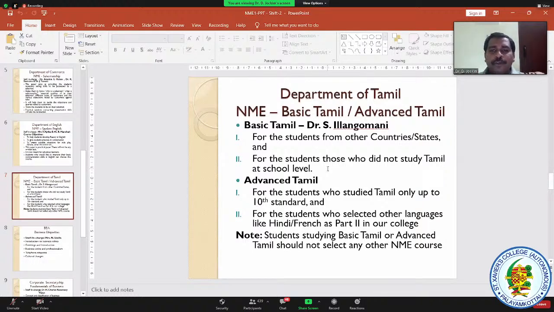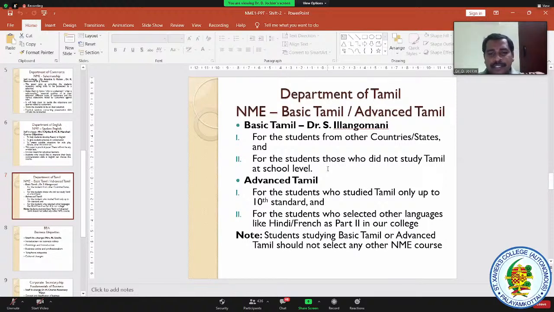There are two important announcements here. Department of Tamil offers two courses, Basic Tamil and Advanced Tamil. There are some students who come from other countries and other states. The students who did not study Tamil at school level have to choose Basic Tamil alone. Please note down. The students who did not study Tamil at the school level should not choose any other course at all. They have to choose Basic Tamil. You will be given training.